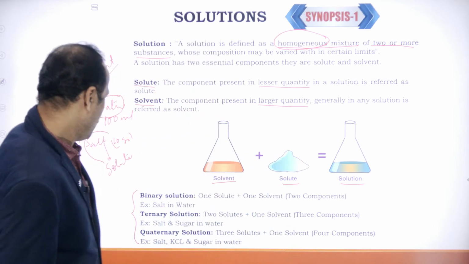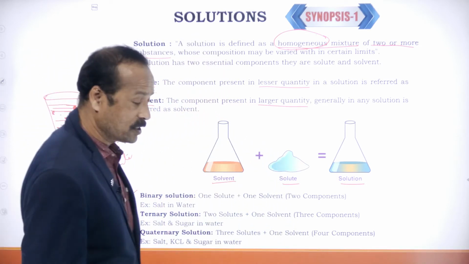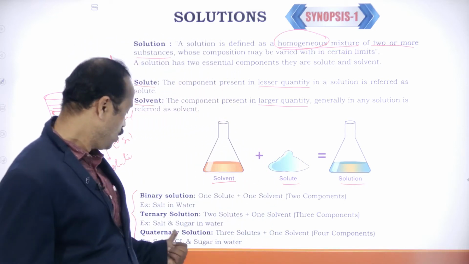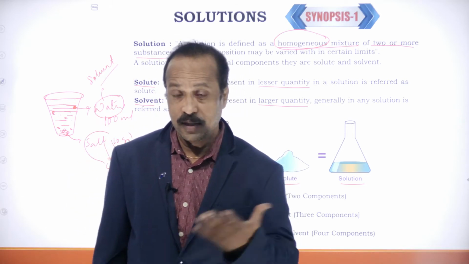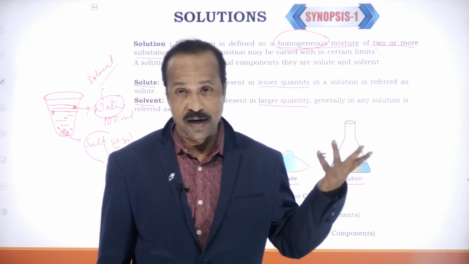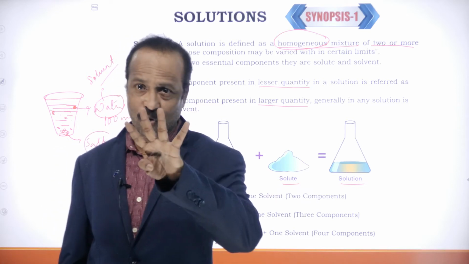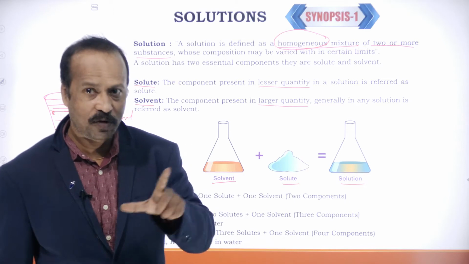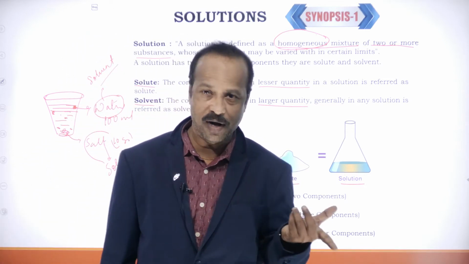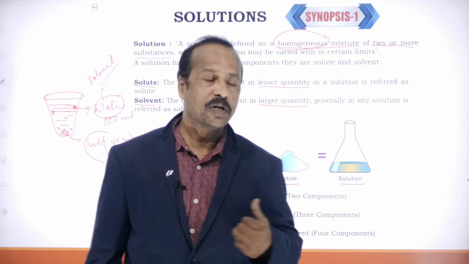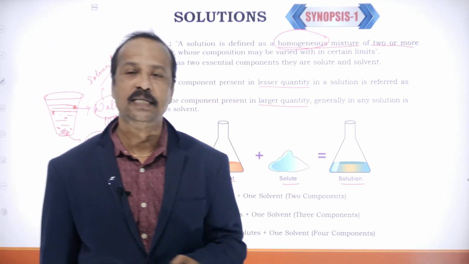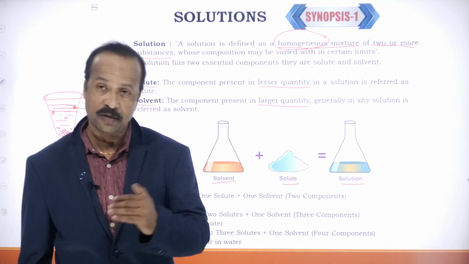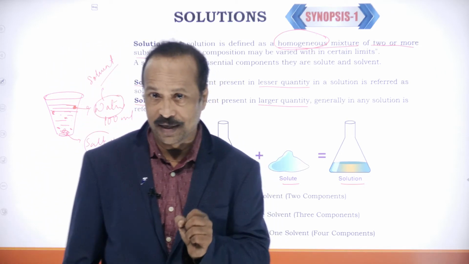Okay. Now let's come to the quaternary solutions. In mathematics, you have the quadrilateral. Quad means what? 4. A closed figure which has 4 sides is called a quadrilateral, which you might have studied in mathematics. So quaternary means a solution which contains 4 components or 4 substances, right?